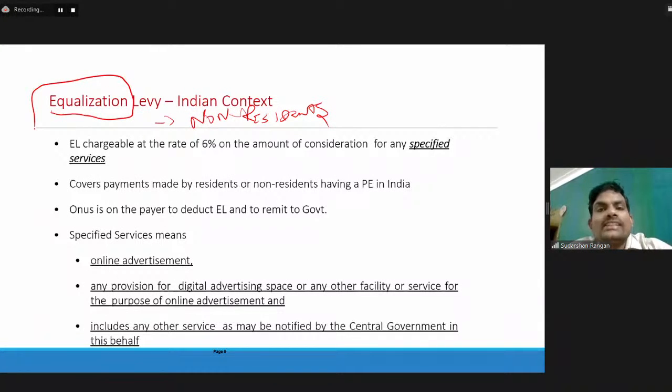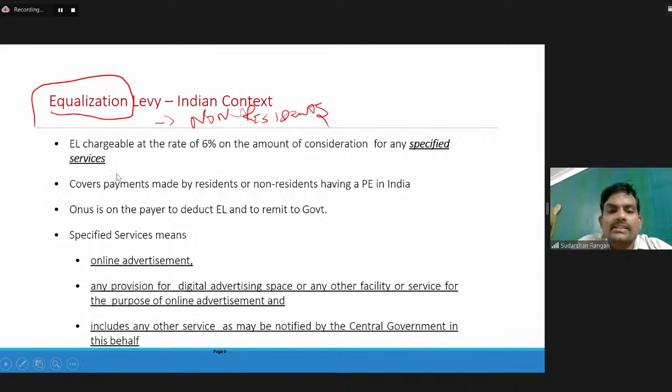Treat non-resident companies at par with resident companies, because if it's a resident company doing these activities and getting money, they will pay income tax in India, corporate tax, whatever tax in India. But these non-residents get money from India, don't contribute anything to India, but they are getting the money only because of India, as India's contention. Now, what does equalization levy say?